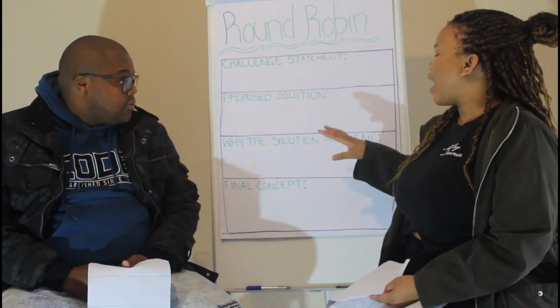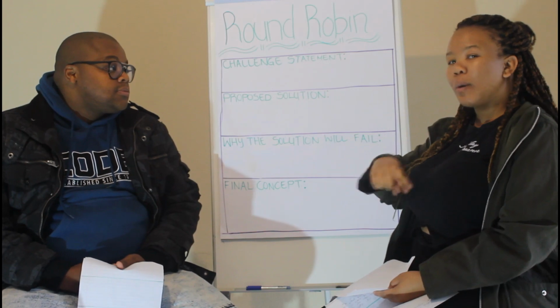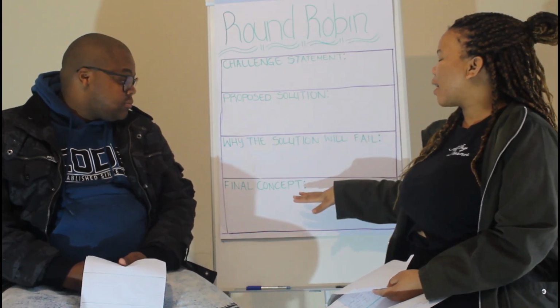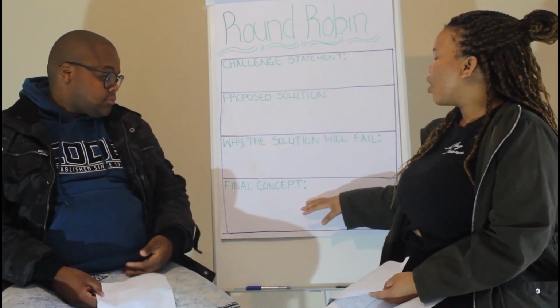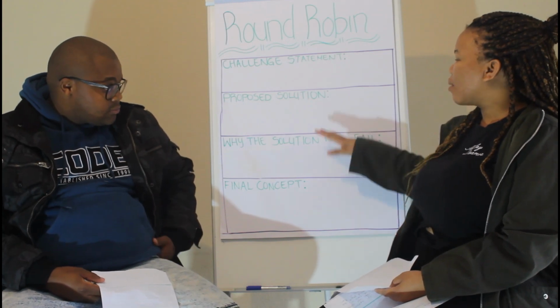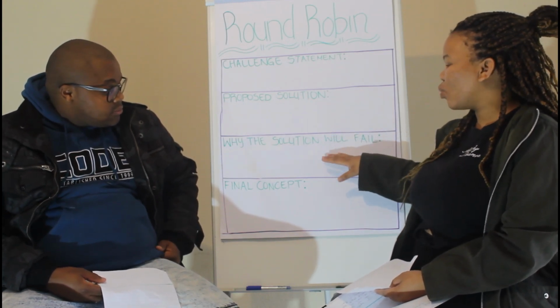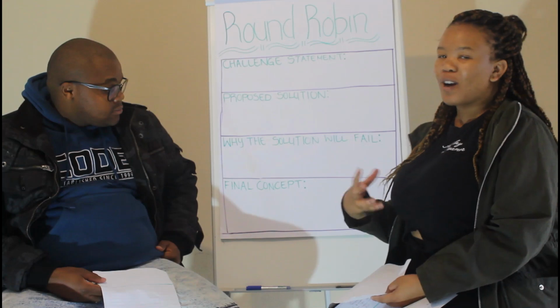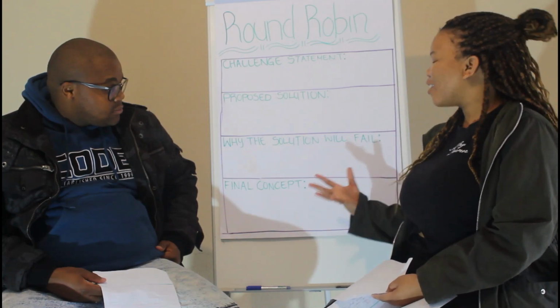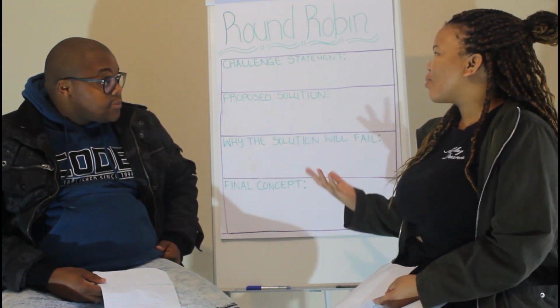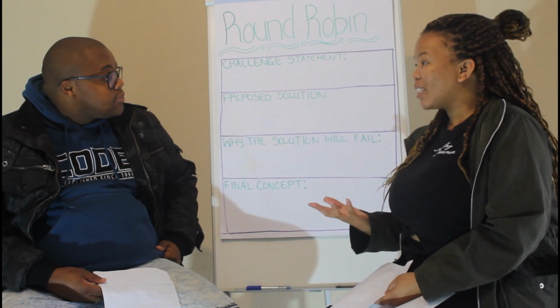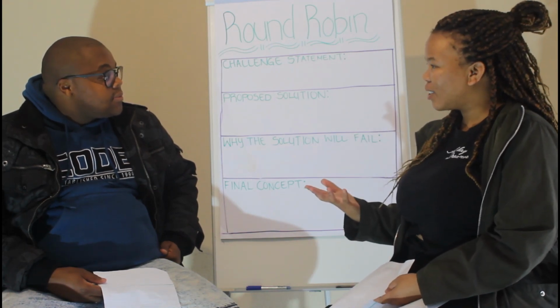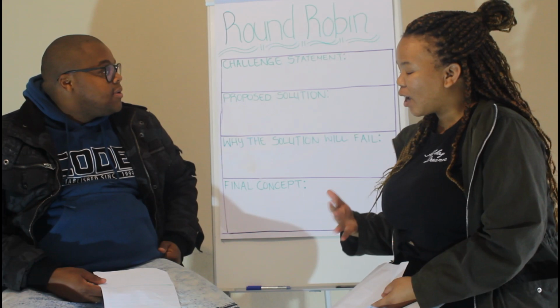After they're done, they swap papers again, and then they come to the final concept, combining the proposed solution as well as why the solution will fail to come up with a final, fresh and new concept. So this is really how it works. Did I explain it? Do you understand how it works? No, I follow. Okay, cool.